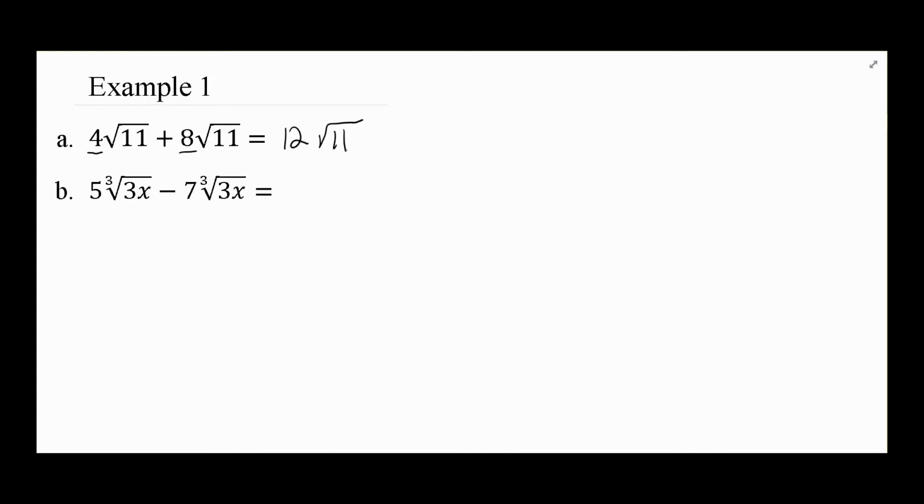Same thing for B here. They're both cube roots, so we have the same index. They both have a 3x underneath, so we do have like radicals. So all we want to do is look at 5 minus 7, which is negative 2. And then we keep the same radical, cube root of 3x. Pretty straightforward, pretty simple.